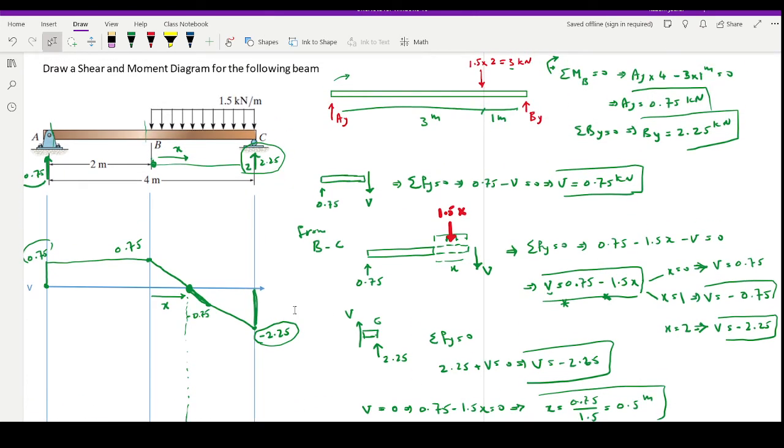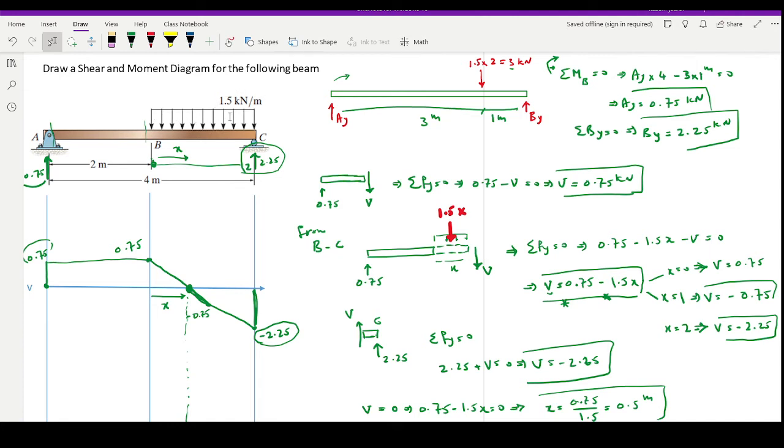M. So this is pretty much what we have for V. I'm just going to explain it in other language. When I'm at point A, there is a 0.75 kilonewton force acting upwards. It's like putting a jack and pushing me all the way up to the 0.75 level. Then I'm walking alongside the beam from A to B. There is no force acting, therefore I'm just walking at this level, which is 0.75 kilonewton.